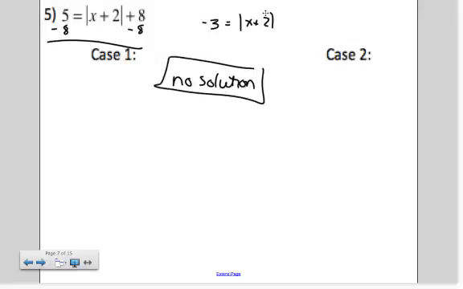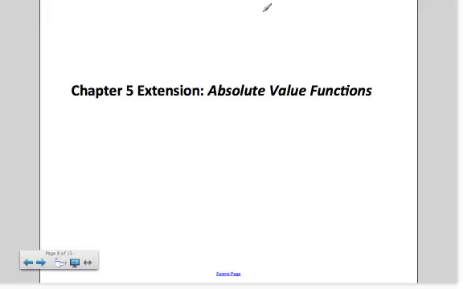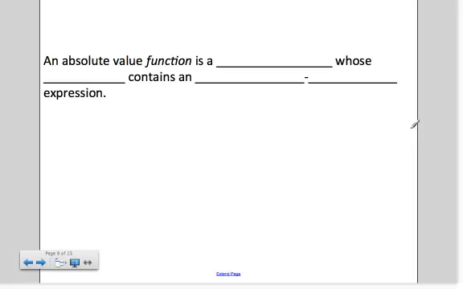All right, moving on. Chapter 5 was when we graphed lines. This was an extension about absolute value functions. An absolute value function is a function whose equation contains an absolute value expression.